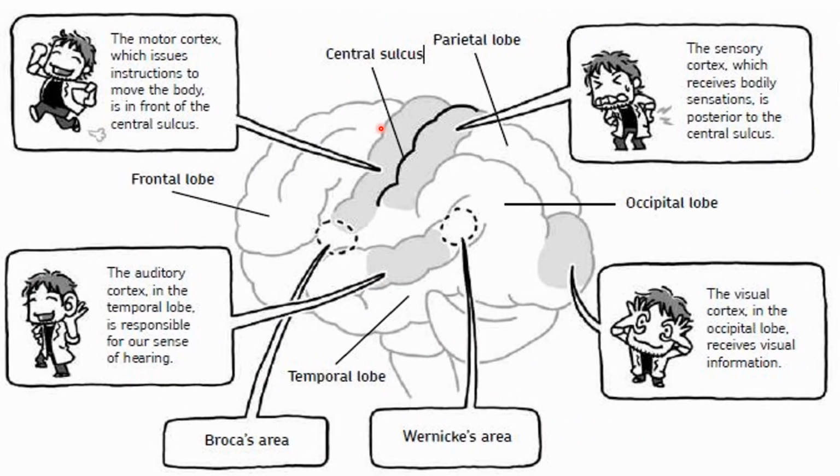So again you can see the different functions of each lobe. The frontal lobe is mainly concerned with the motor function, which issues the instructions for the movement of the body. And then the sensory cortex, the parietal lobe, receives all the sensation from all over the body, and accordingly it will give instructions to different parts of the cerebral hemisphere.